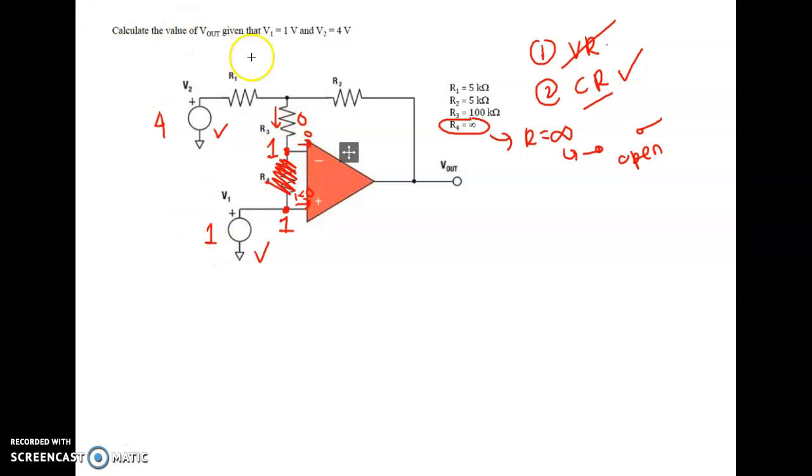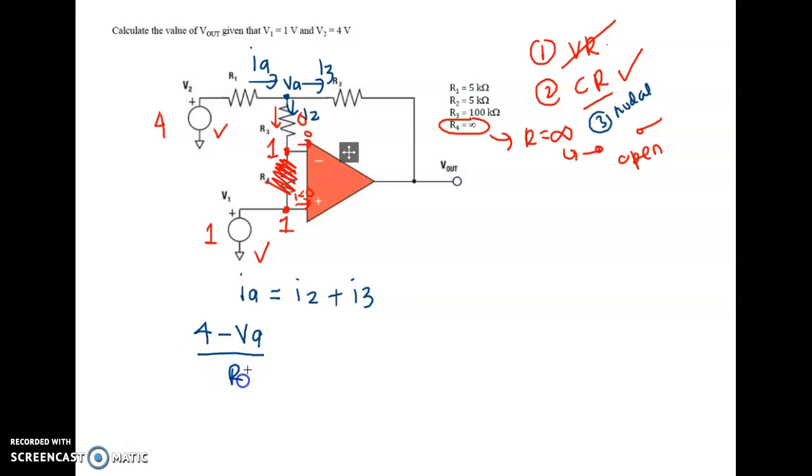So next, what you need to do is apply the nodal analysis. So let's say this is IA, this is I2, and this is I3, and you denote here VA. Okay. Based on the KCL, current entering is IA, current leaving is I2 plus I3. So now what is IA? Based on the nodal analysis, 4 minus VA over R1. For I2, there will be no current flowing, so 0, plus I3, which is VA minus V out over R2.